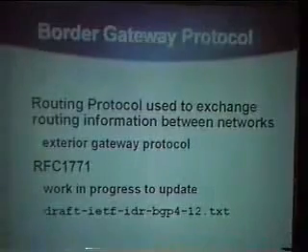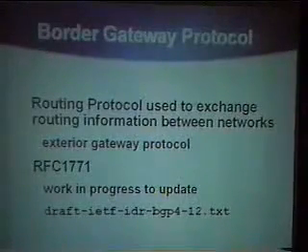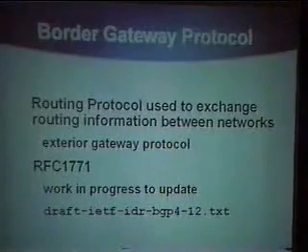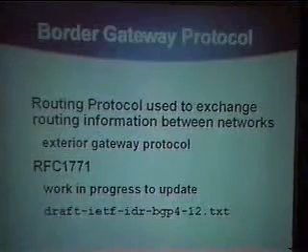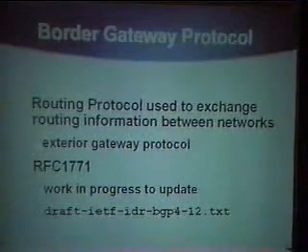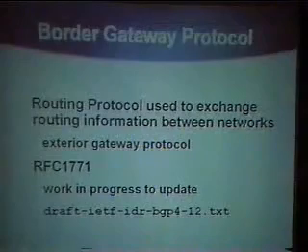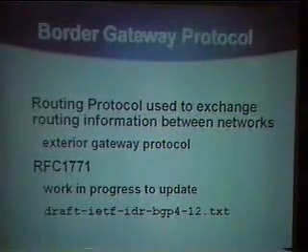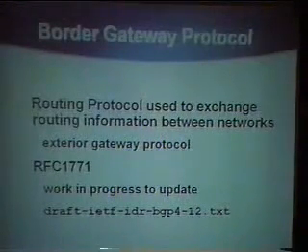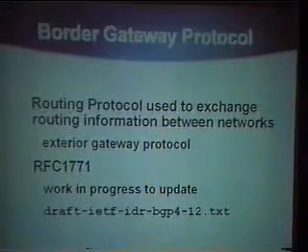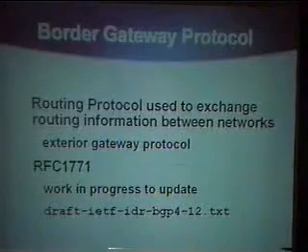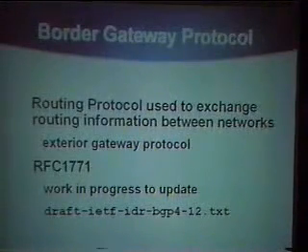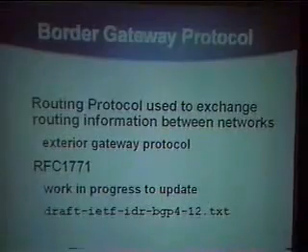Okay, so what's this BGP thing? Well, BGP stands for Border Gateway Protocol. A routing protocol which is used to exchange routing information between networks. Documented in RFC 1771, which is a pretty old RFC these days. The current Internet draft, which describes the latest state of the standard, is draft-ietf-idr-bgp4-12.txt, which you can get on the IETF webpage if you're interested. Okay, so that pretty much documents the current state of BGP today.